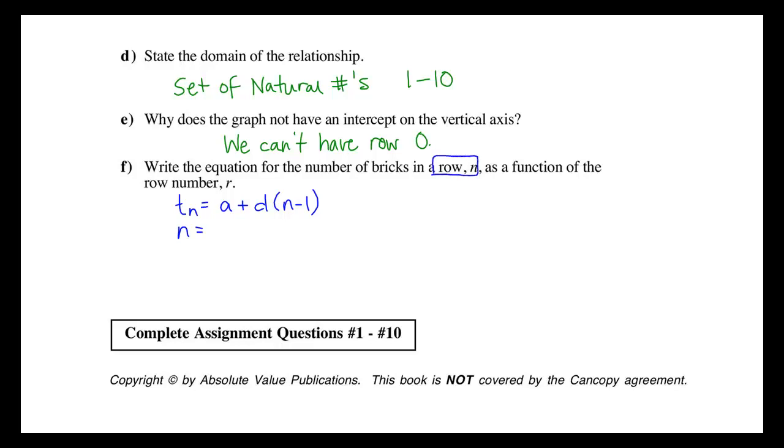Our a value is 28, because that's the total number of bricks in the first row. The d value is 2, because we add 2 bricks for every row. And then we have r minus 1 in here. So if I simplify this, I get n equals 28 plus 2r minus 2. Simplifying that gives me 26 plus 2r as our final answer.